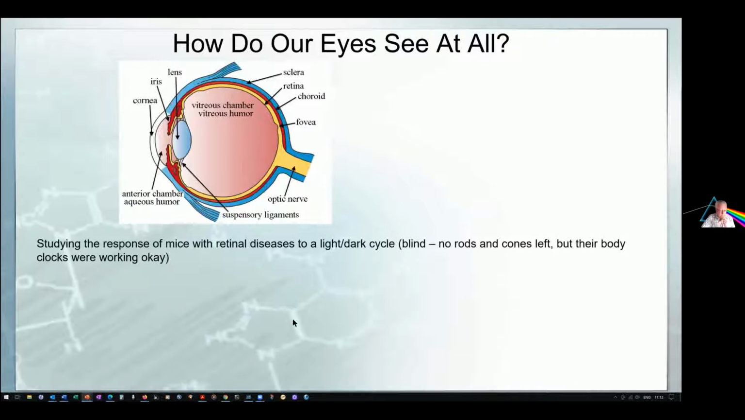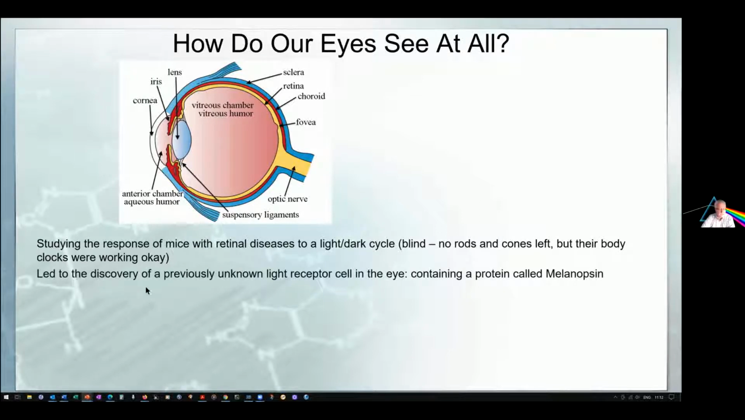So when some scientists, about 20 years ago, were studying the response of mice that had a retinal disease, where they had no rods and cone cells left, they found that their body clocks were still working perfectly fine. And it led to the discovery of a previously unknown receptor cell in the eye containing a substance called melanopsin. And that is found in these things called intrinsically photosensitive retinal ganglion cells. Scientists love to give things complicated names.